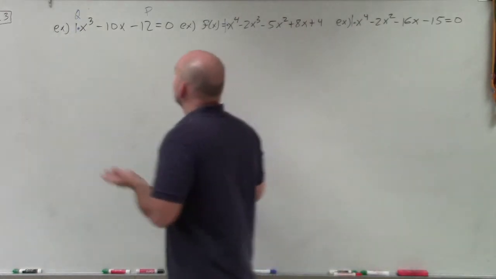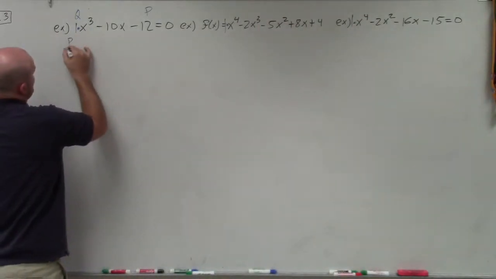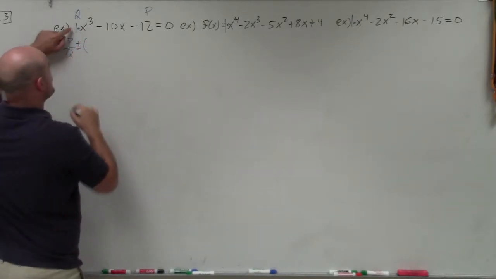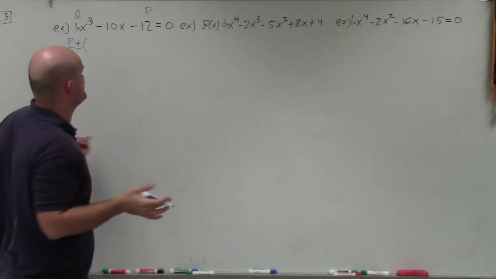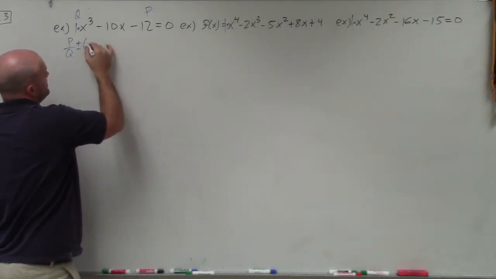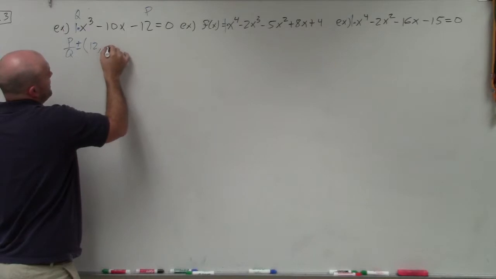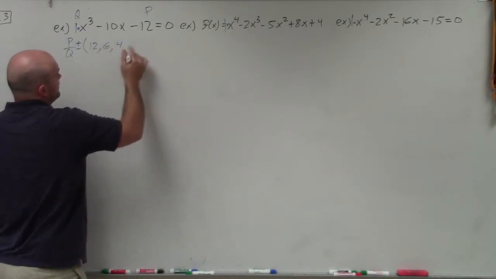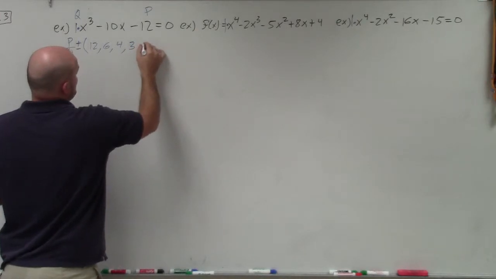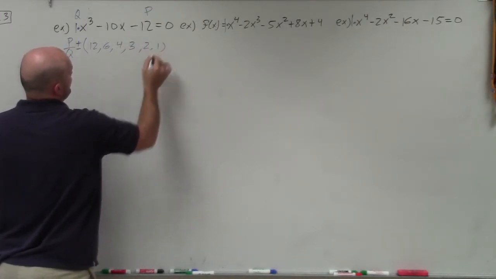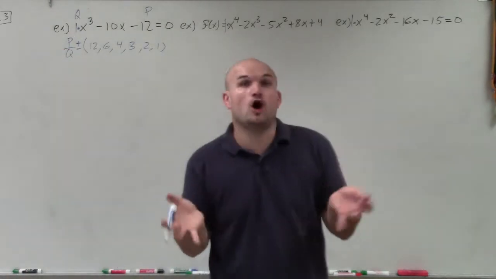So to do p over q, or to determine all of our rational zeros, remember, it's going to be plus or minus. Since 1's in my denominator, I'm not going to use 1. I'm just going to list all of the factors of 12. So I'm going to have plus or minus 12, plus or minus 6, plus or minus 4, plus or minus 3, plus or minus 2, and plus or minus 1. Those are going to be the list of all the possible rational zeros.